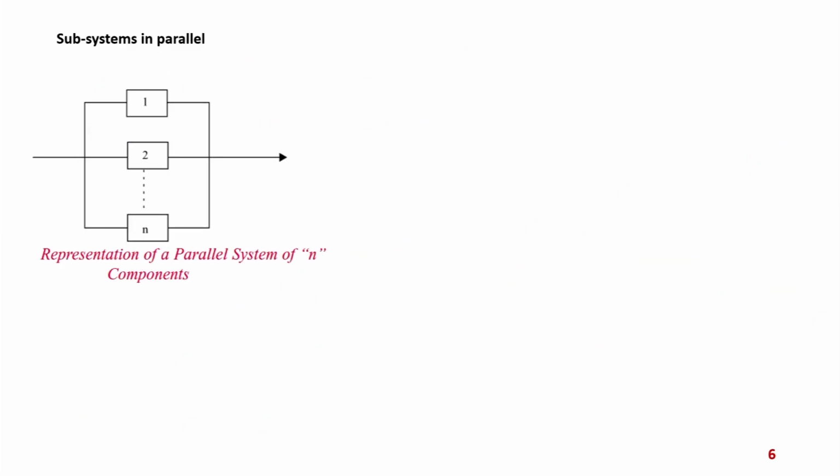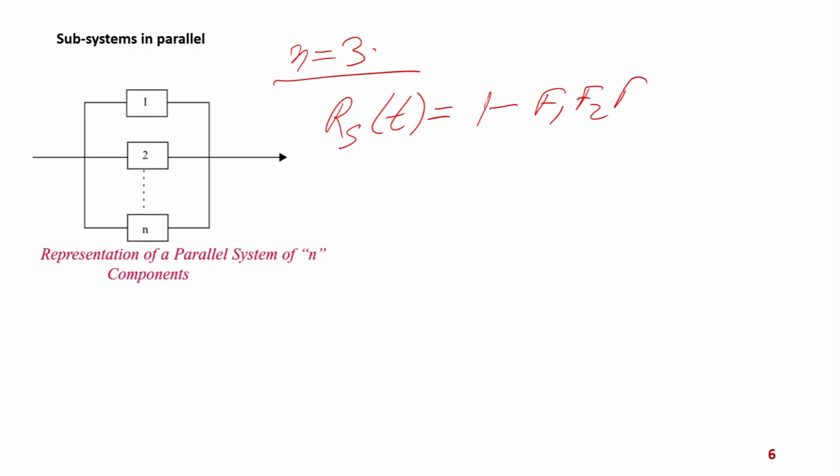Okay. So, now we will consider a general case. But before we derive the general case, which is done by the theory of mathematical induction, we have done already for 2. So, now we will do for 3, then it will be easier for us to write a general expression. So, let us consider the case n is equal to 3. Then my system reliability R s(t) will be equal to 1 minus F 1, F 2, F 3.